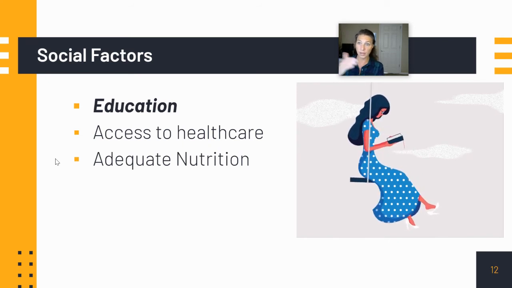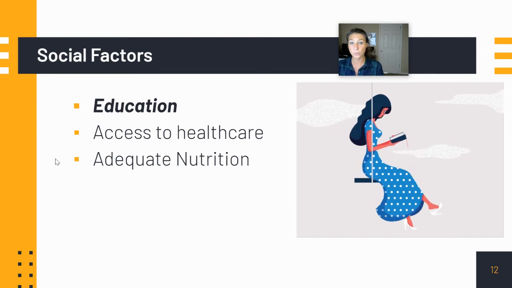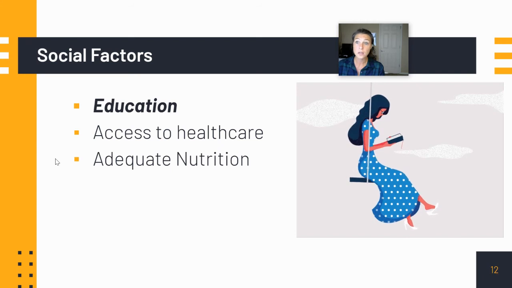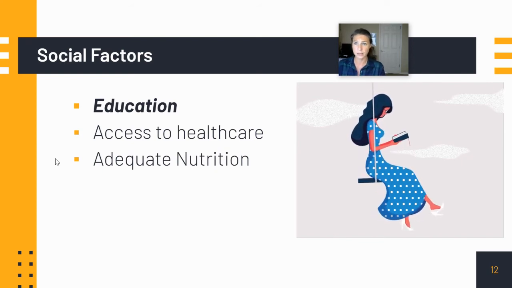So then you get some connection back to the economic factors as well. And if they go to work, women tend to put off having kids, so you see lower fertility rates. And so as education increases, particularly for girls, then fertility rates and population growth tend to decline. Social factors like access to healthcare and adequate nutrition all impact life expectancy, and life expectancy influences how long people live.